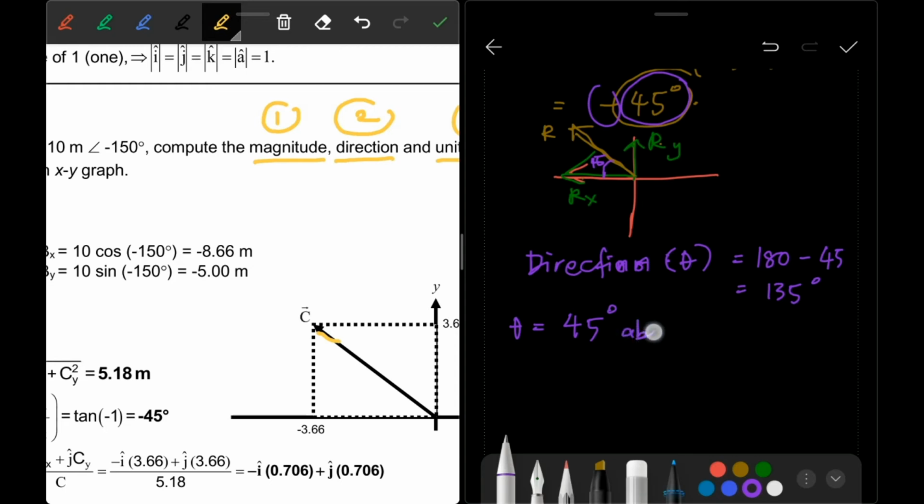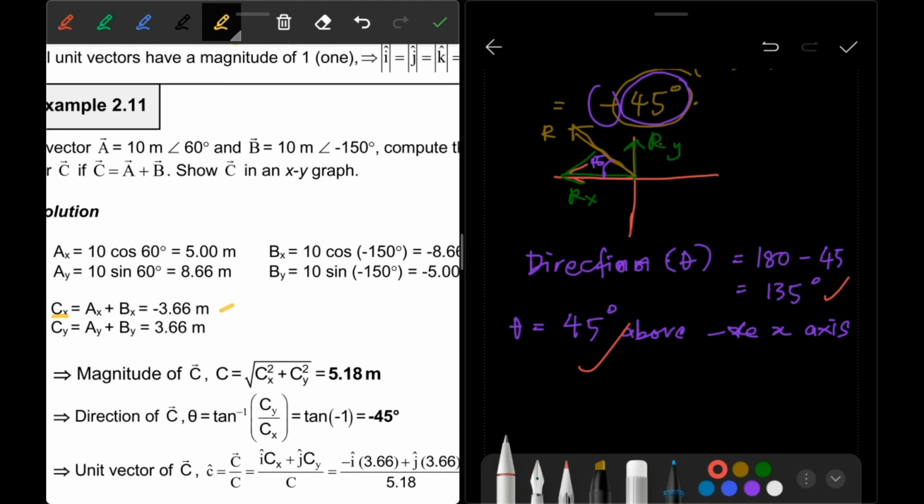above negative x axis. 45 degrees above negative x axis. You also can state it like that. Both are correct.